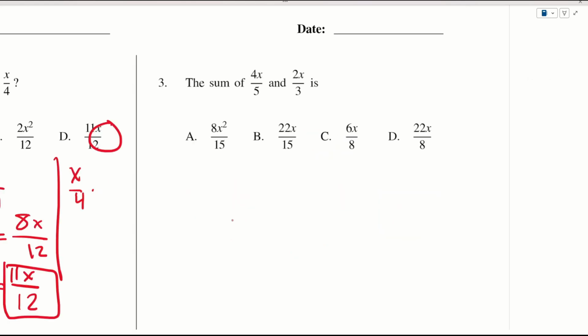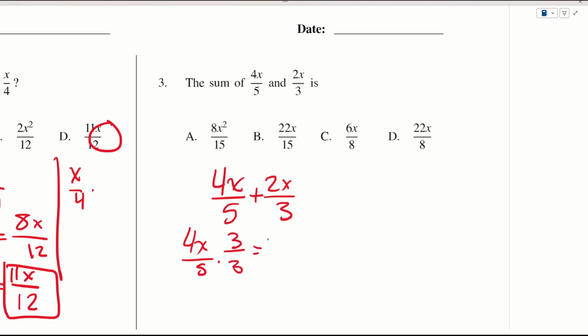Question 3. The sum of 4x over 5 and 2x over 3 is... This is basically the same thing as the other two questions, 4x over 5 plus 2x over 3. Now we need to have a least common denominator of 15. So I'm just going to multiply 4x over 5 by 3. 5 times 3 is going to be 15. 12x over 15. I'm going to multiply 2x over 3 by 5. I get 10x over 15.